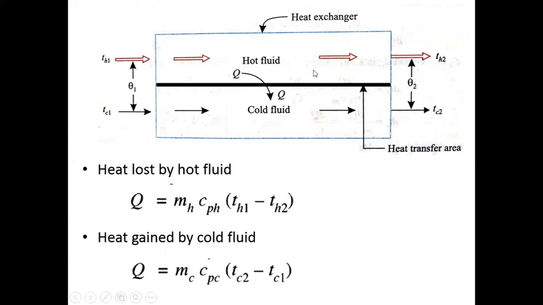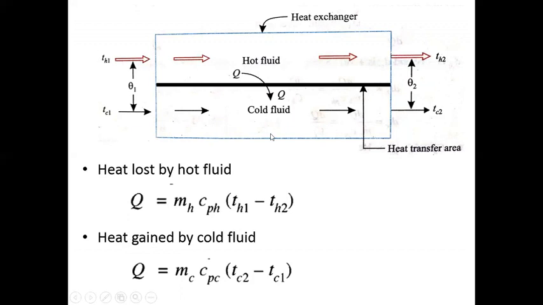Now you can account the heat lost by the hot fluid and heat gained by the cold fluid. Heat lost by the hot fluid can be accounted by considering the m Cp delta T experienced by the hot fluid. That is, Q is equal to m into Cp into delta T experienced by the hot fluid. Hot fluid, the temperature is decreasing from inlet to exit, so higher temperature minus lower temperature.